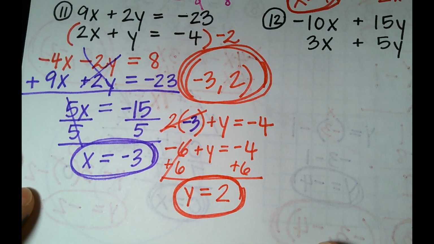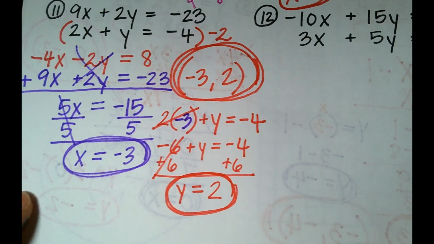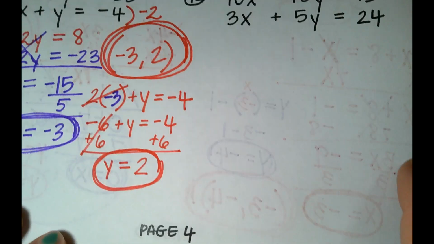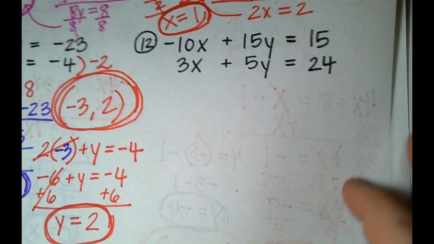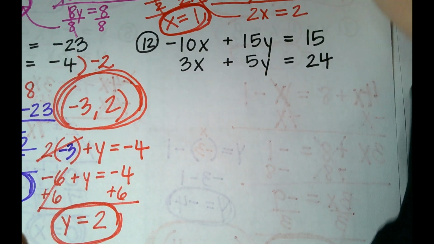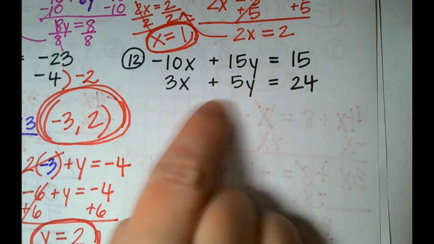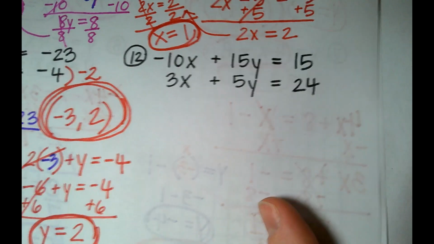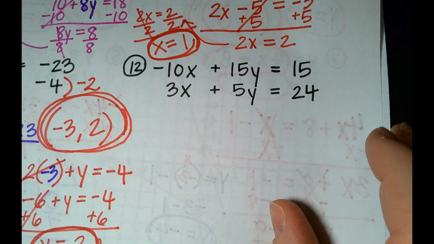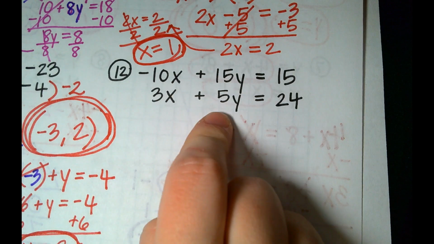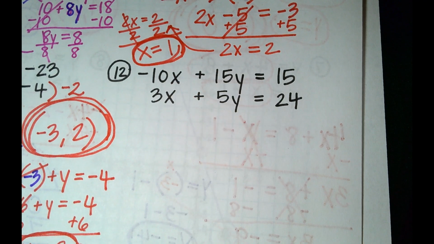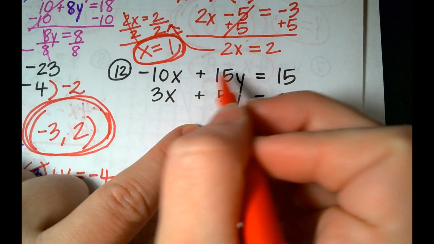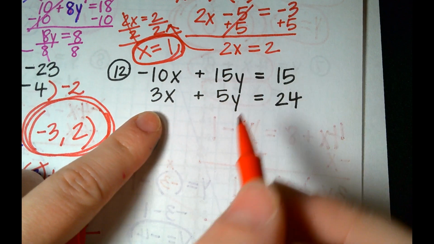What do we want to try to cancel on number 12? The y's. Okay, so we're going to try multiplying that 5y. What do we want that to be equal to? What do we want the new number for y to be? -15, because I want to cancel this +15 above it. So we'll multiply by the number I also heard you say, -3.